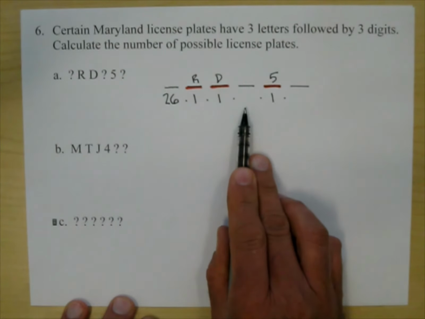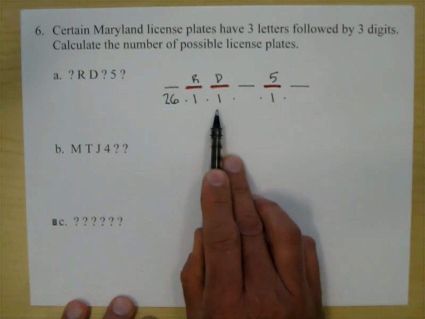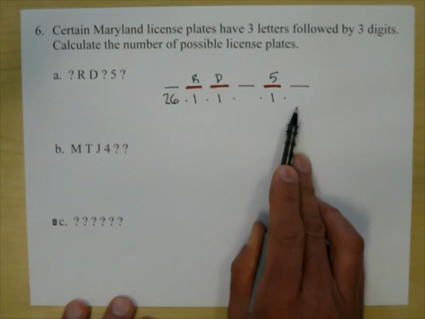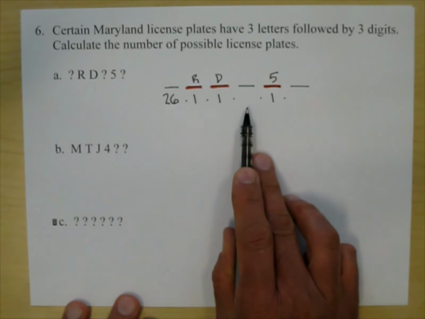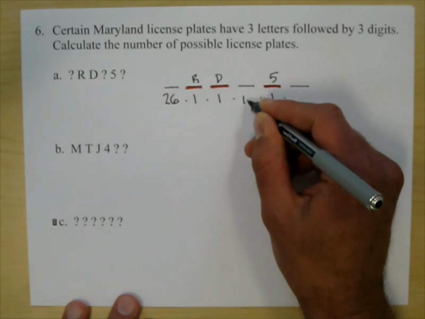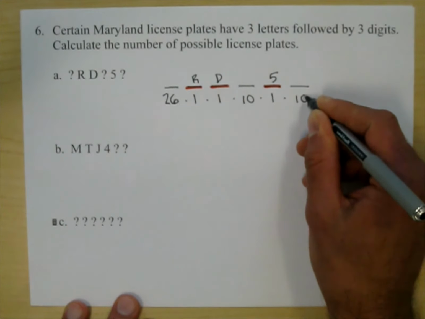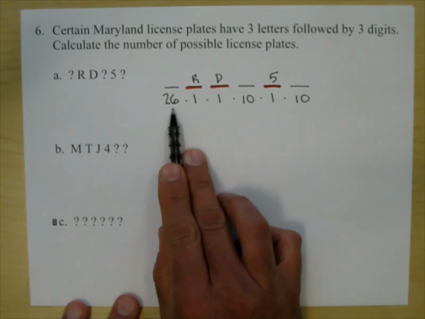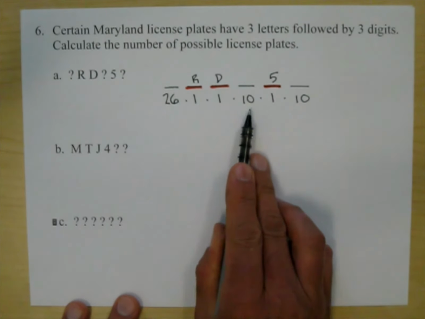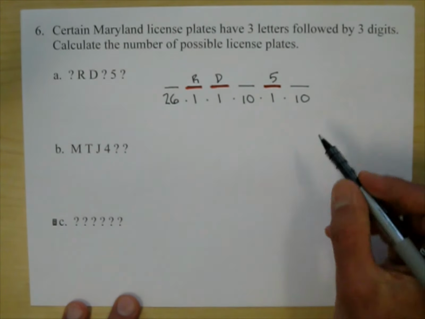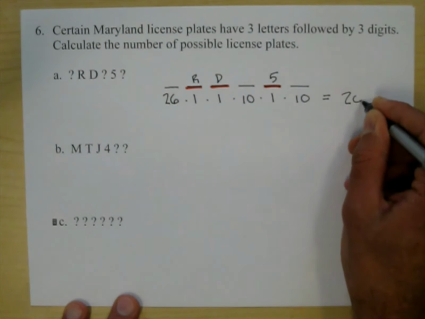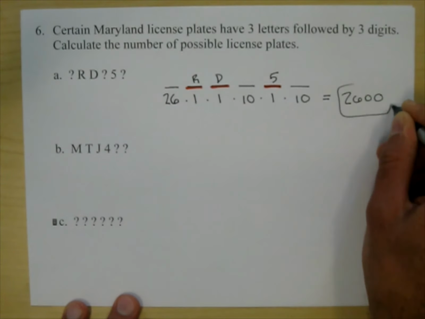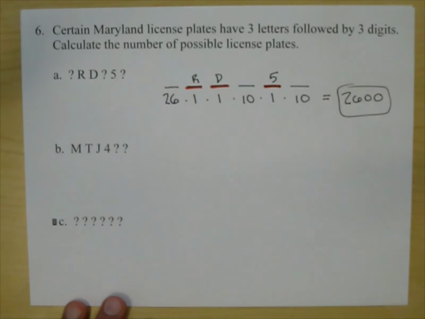So how many digits do I have? Because this is letter, letter, letter, and then we have digit, digit, digit. Well, we're going to say 10 digits, 0 through 9, so there's 10 choices here and 10 choices there. So it's really 26 times 1 times 1 times 10 times 1 times 10, or 26 followed by 2 zeros. So 2,600. So that is the deal with license plate problems.